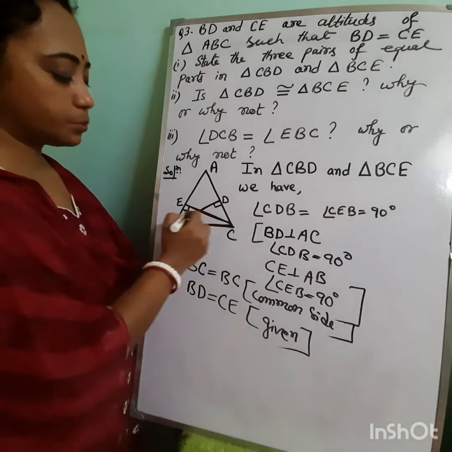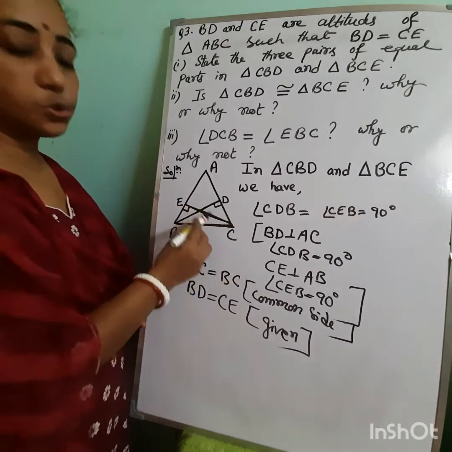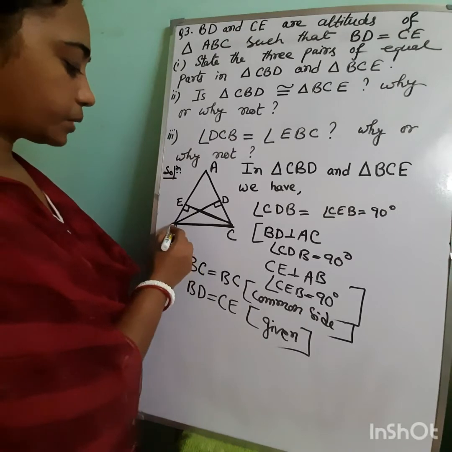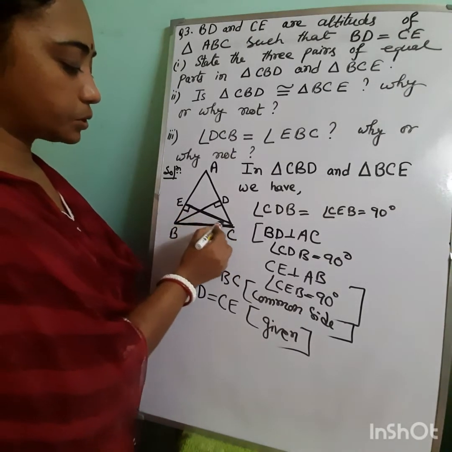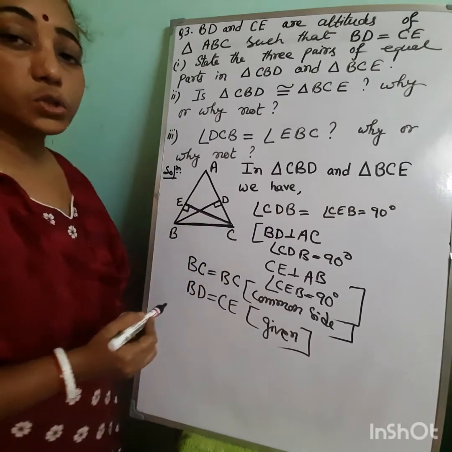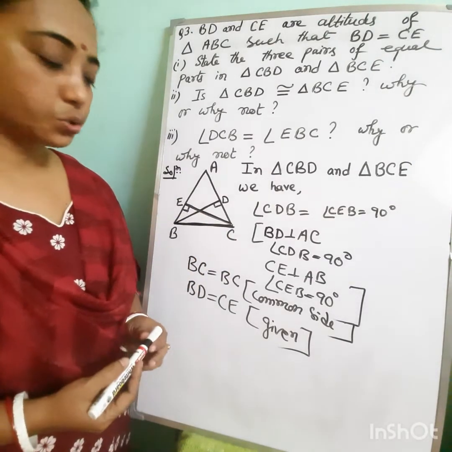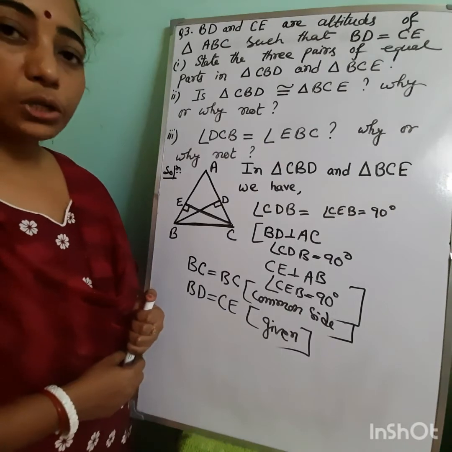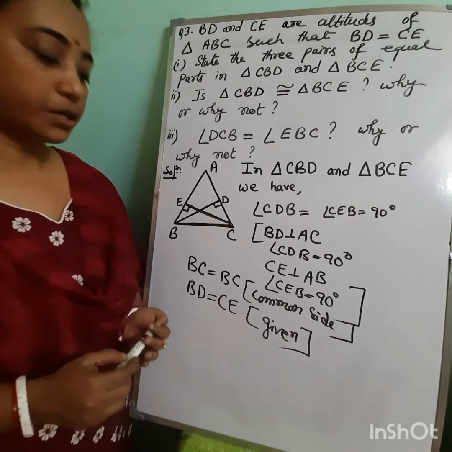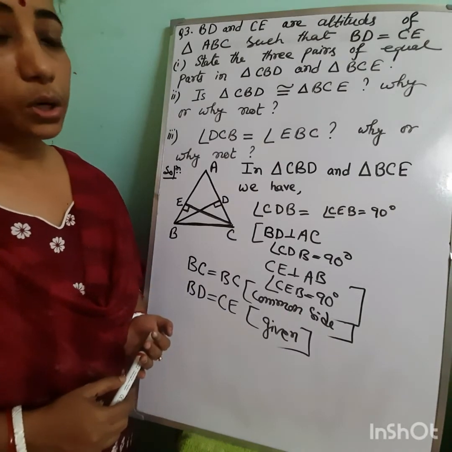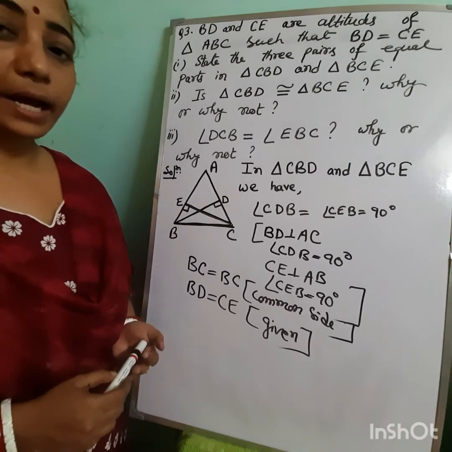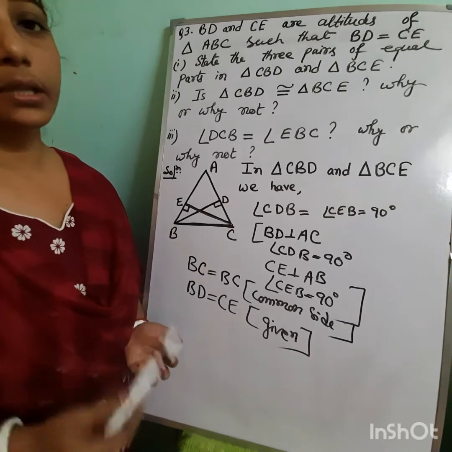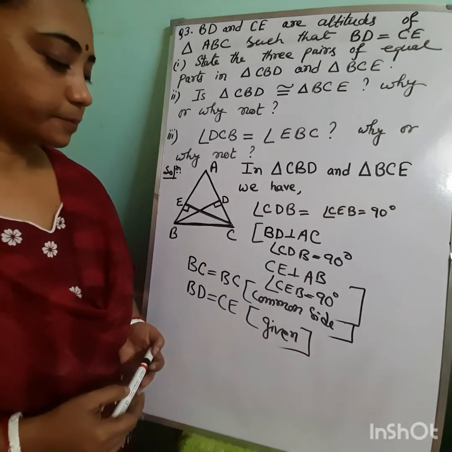The first one is both the angles are 90 degrees. That means these two triangles are right triangles. The hypotenuses of both the triangles are equal, and another side of both the triangles is equal. So we know by the RHS congruence rule, if the hypotenuse and one side of one triangle are respectively equal to the corresponding hypotenuse and one of the sides of another right triangle, then those two triangles are congruent.